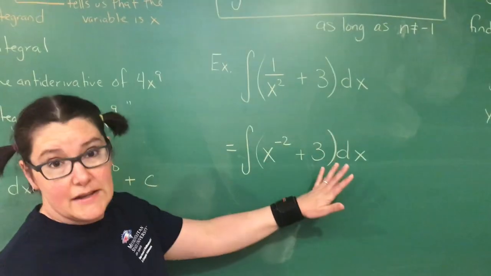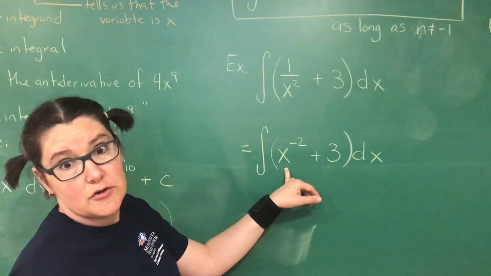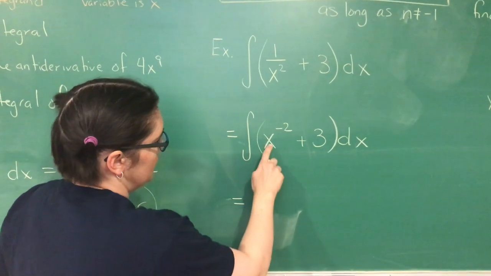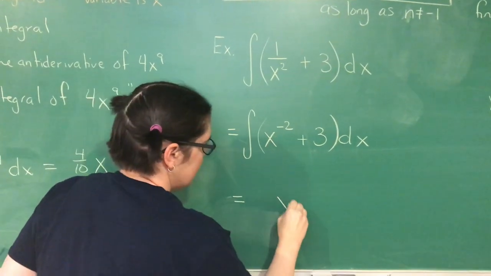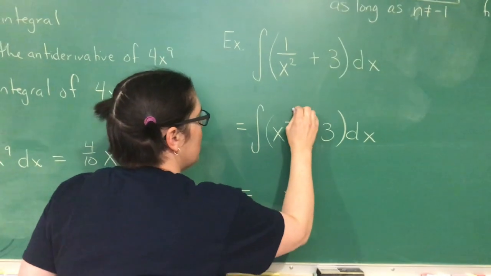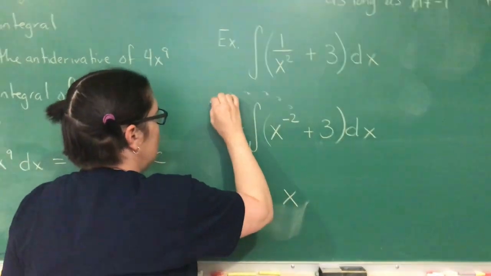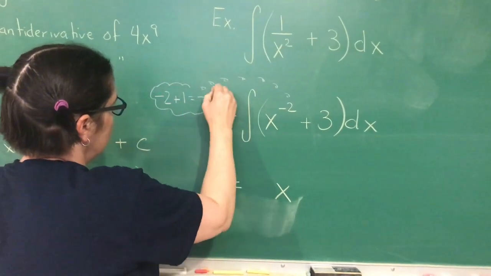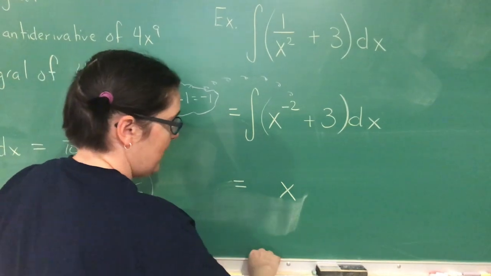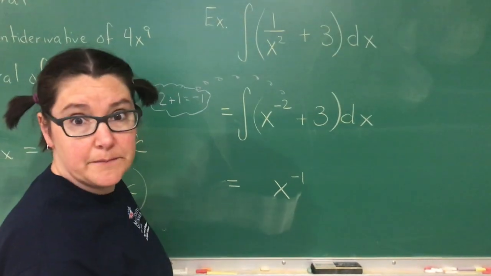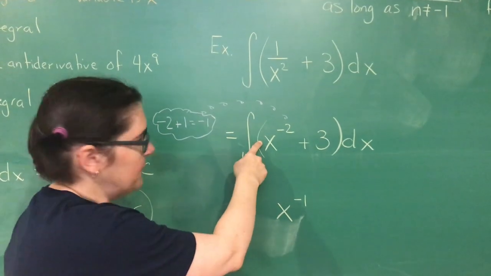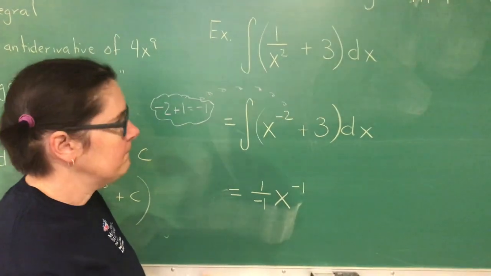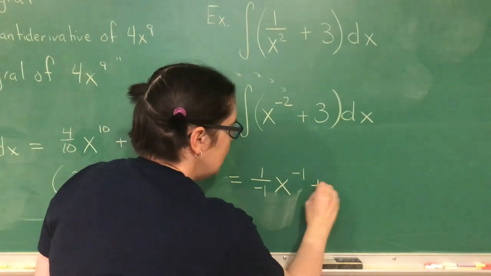All right, I haven't done any calculus yet. I've rewritten this using algebra. Okay, so now we are ready to find our antiderivative. So x to the -2, I add 1 to the power. Now, when I add 1 to the power, -2 plus 1 gives me -1. So my new power is -1. And I divide the number in front, which is 1, by our new power, which is -1. Okay? And then I write down the plus sign.